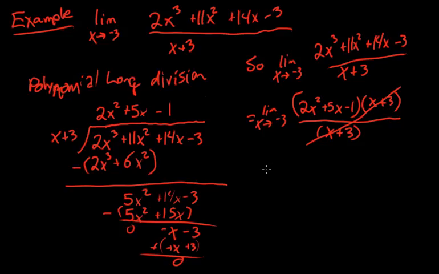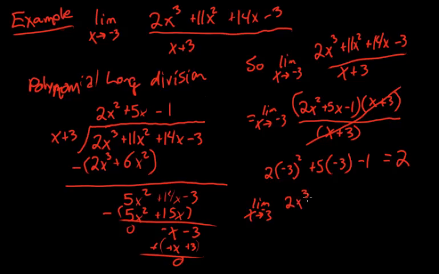So 2 times negative 3 squared plus 5 times negative 3 minus 1. Here that would be 18 minus 15 minus 1, that would be 2. So the limit as x approaches negative 3 of 2x cubed plus 11x squared plus 14x minus 3 divided by x plus 3 equals 2.